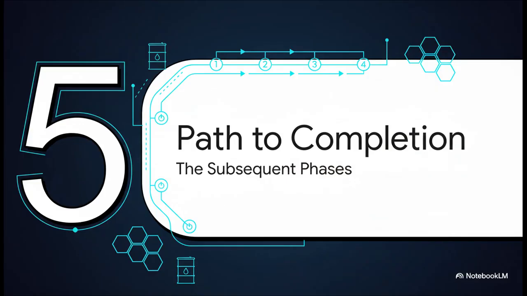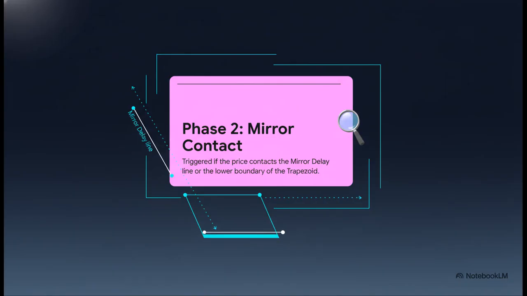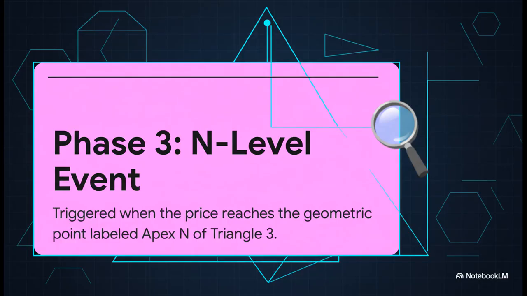So now that we know the potential outcomes, let's map out the actual journey. We're going to walk through what triggers the next phases. We'll just follow the normal path from Phase 1 all the way to 4. So Phase 2 is called mirror contact, and this phase is triggered by a very specific observable event. It happens if the price makes contact with what's called the mirror delay line, or if it touches the lower boundary of the trapezoid.